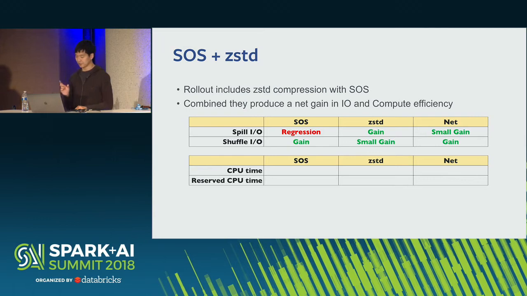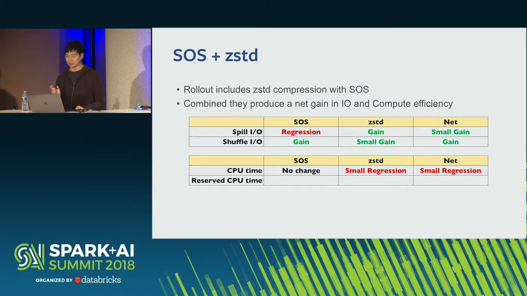And let's also talk about this a bit in terms of compute efficiency. So we use a few metrics in compute efficiency, but what we really care about is what we call reserved CPU time. It's the amount of time that we spend allocated CPU. And then what I have here in CPU time is actually the actual CPU you're using. So this is more of a pure CPU metric.